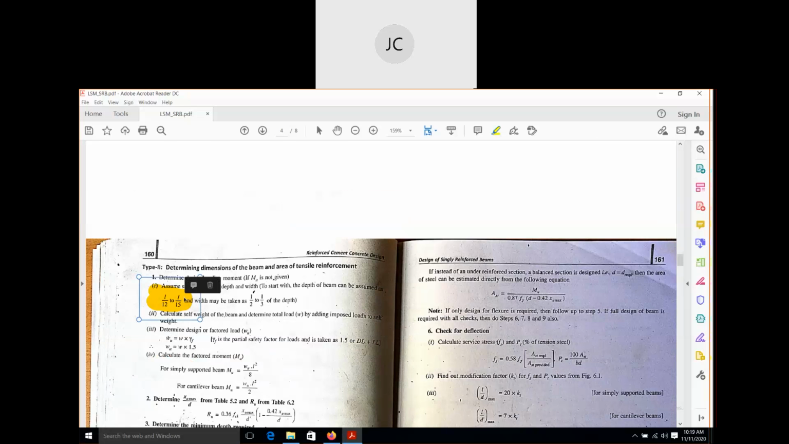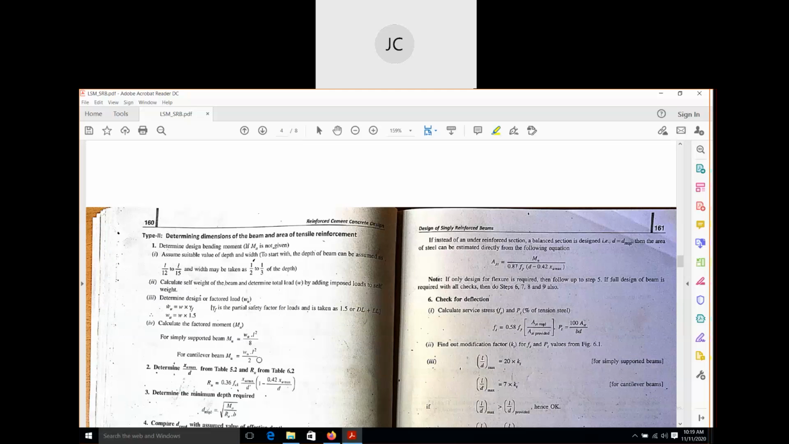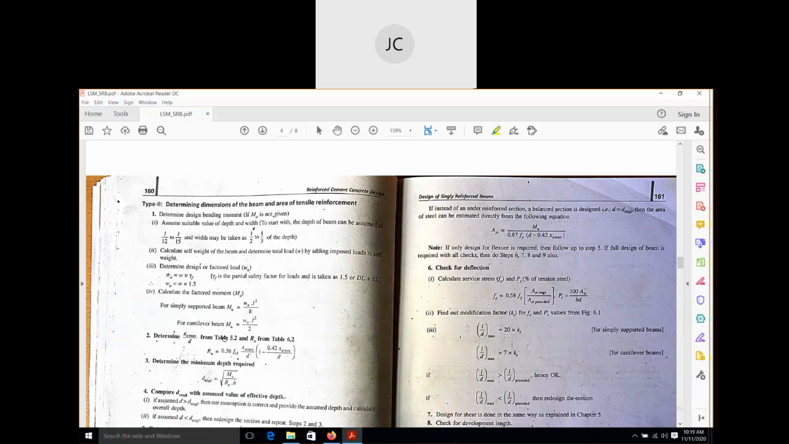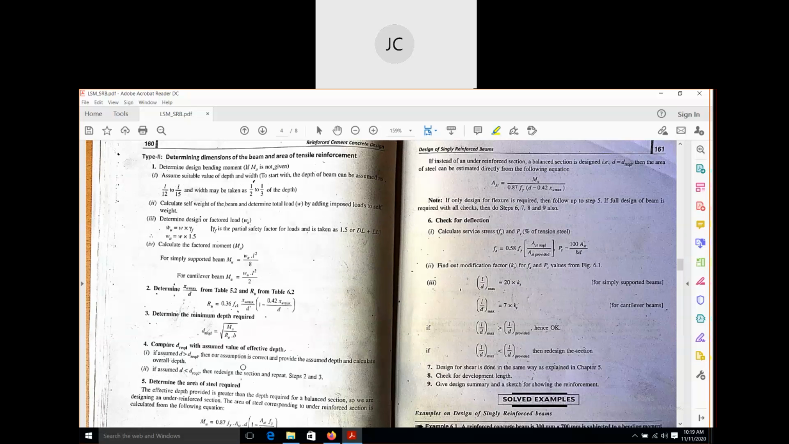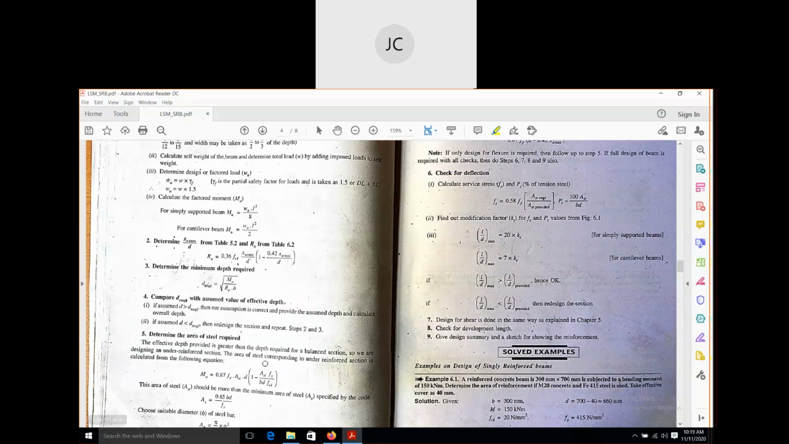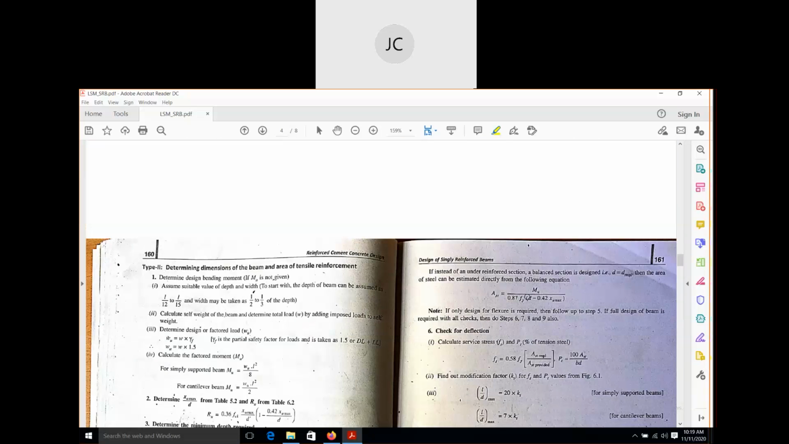Okay, in step number 1, we will find out the design bending moment. If Mu is not given, if the bending moment is not given, we will find out Mu, that means the design bending moment, by assuming width, depth, these things. After doing all the calculations, we will find out the design bending moment. In the second step, we will find out the xmax by d from this table, and we will find out the value of Ru. Next, we will find out the d required. That means we will check whether our assumed depth is correct or wrong. Okay, 3 and 4. And then in step number 5, we will find out the area of steel. So these are the 5 steps which you have to do in every problem.